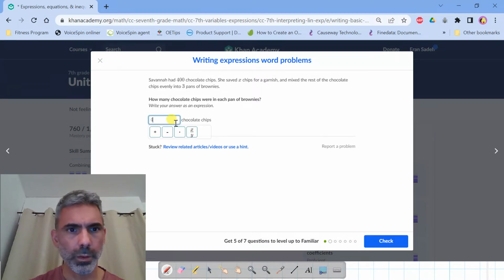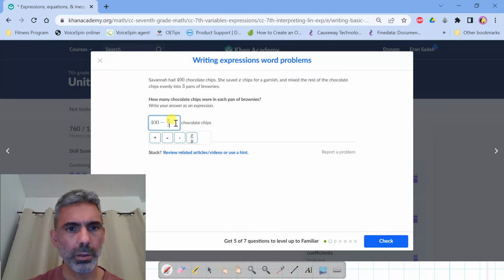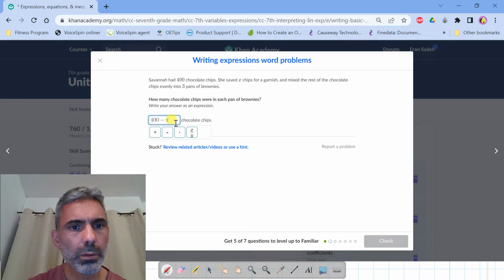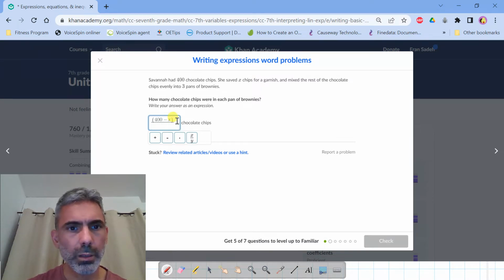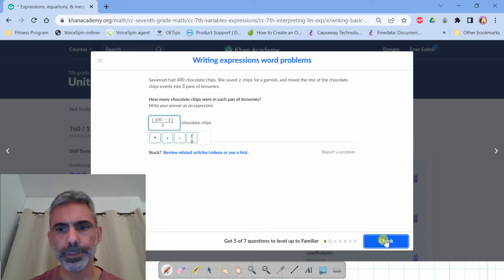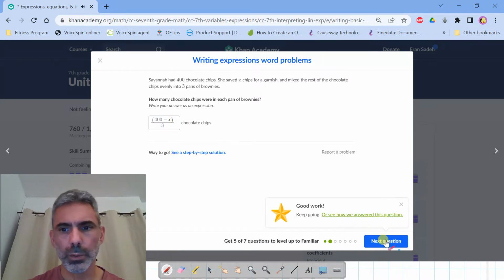No. 400 minus X divided by 3. No. So let's put the parentheses, 400 minus X, divided by 3. Good.